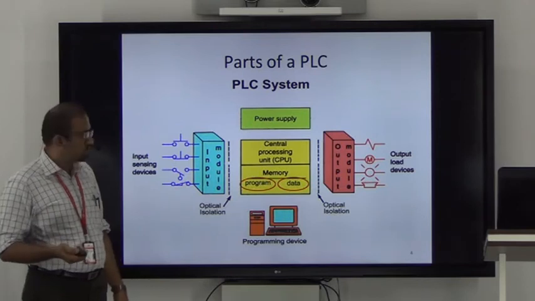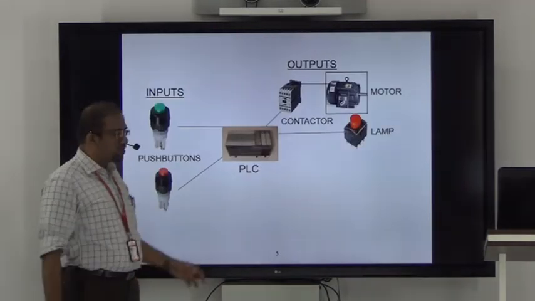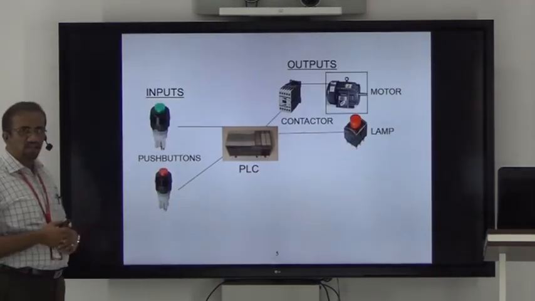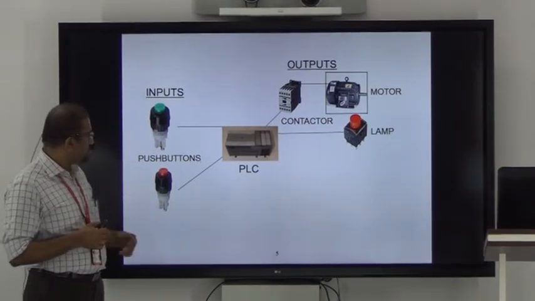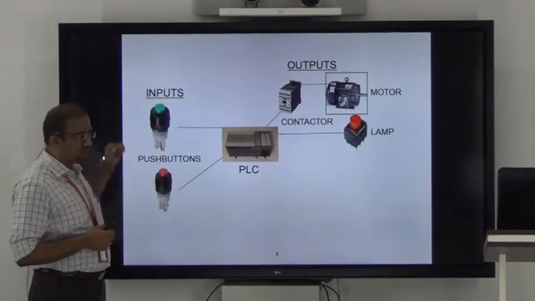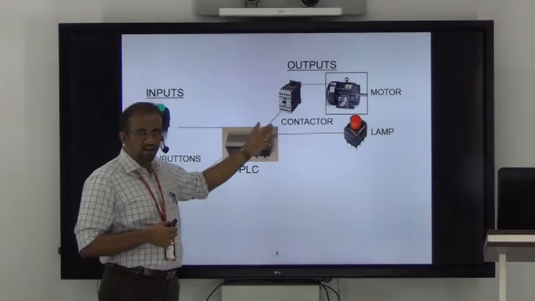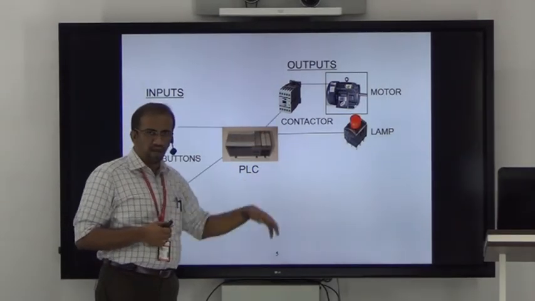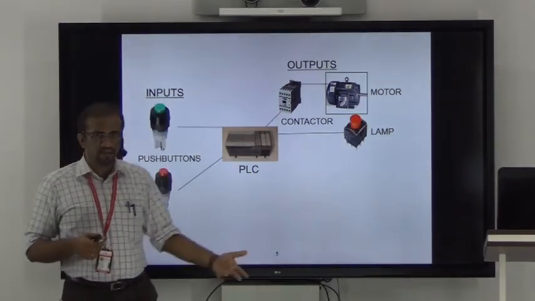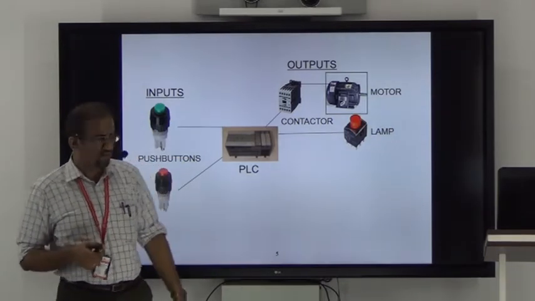Go to the next slide. Now, this is a basic industrial view of a PLC. You can have inputs as push buttons, and outputs can be a contactor connected to a motor, or a lamp, or a three-phase motor, or fans, anything.